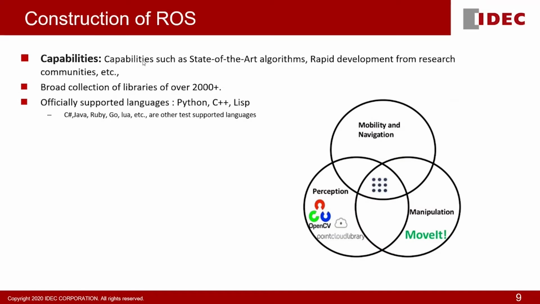Using the plumbing feature in ROS, many robot software blocks are built for doing various capabilities such as state-of-the-art algorithms. Also, ROS has many communities where rapid development is being done. There are more than 2000 libraries or APIs which ROS supports. Also, the three official languages to integrate ROS are Python, C++, and Lisp. There are others as well, but not officially proven, such as C Sharp, Ruby, Java, etc. There are many other languages.